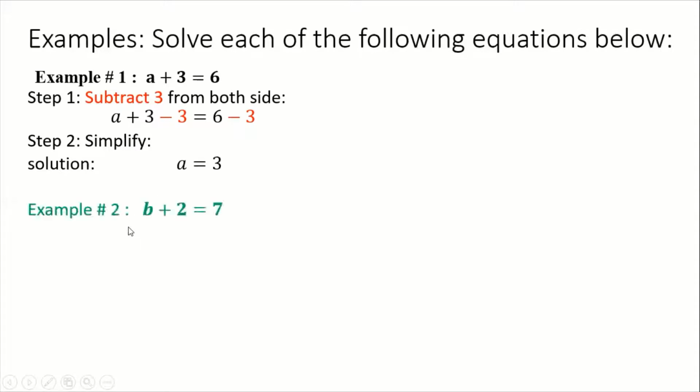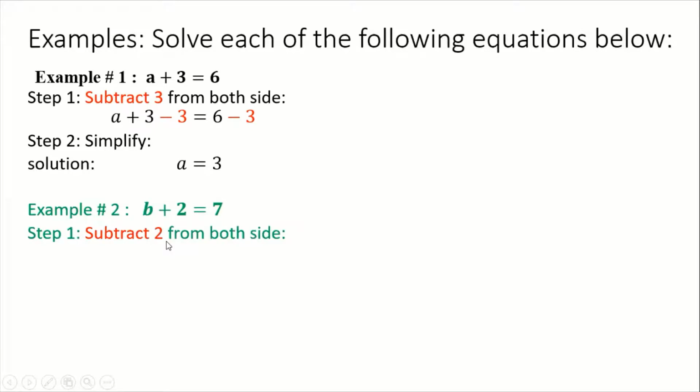Let's look at a second example. Example 2, we are given b plus 2 is equal to 7. Again, we want the variable by itself. In this case, the variable is b. So how can we get b by itself? We can transfer this positive 2 over to where 7 is. How can we do that? We can do the opposite operation, which is to subtract 2 from both sides.